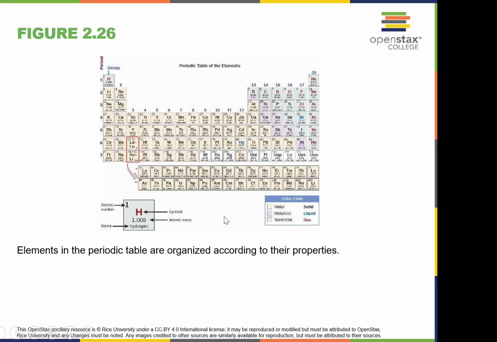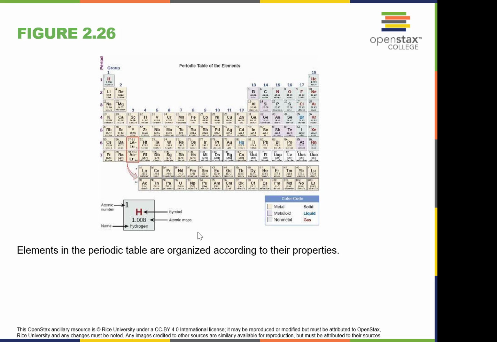And then on this periodic table, there's another number underneath the symbol, and that number is the atomic mass. So for hydrogen, we're showing that's 1.008. We actually have talked about this number in a previous module. The atomic mass is the average of all of the isotopes of that element.